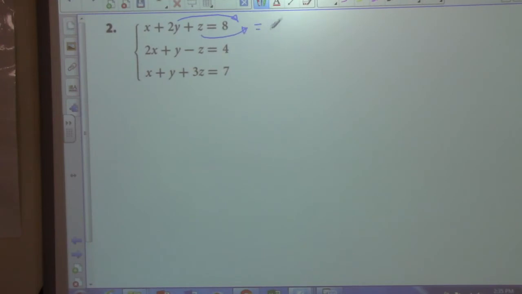And what happens when we move variables to the other side? They change signs, right? So what we're going to have is x, we've moved 2y over to the other side, so we have negative 2y. And we move z to the other side, we'll have minus z, and we still retain this plus 8 right over here. Okay, so we've got x by itself now. All right.